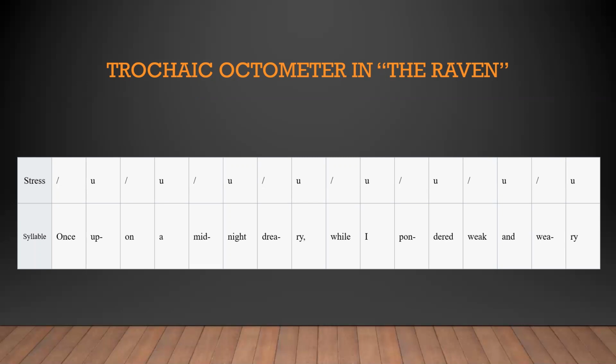So again, when it comes to poetic feet, as long as you know the type of foot it is and the number of feet in the line, that's how you combine the two and you get to know what the meter is: iambic pentameter, trochaic octameter, and so on and so forth.